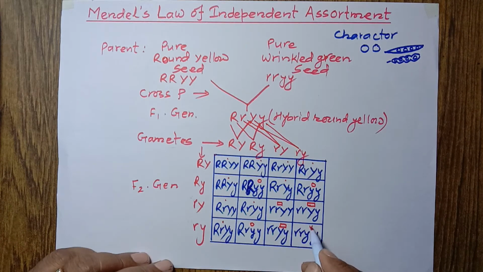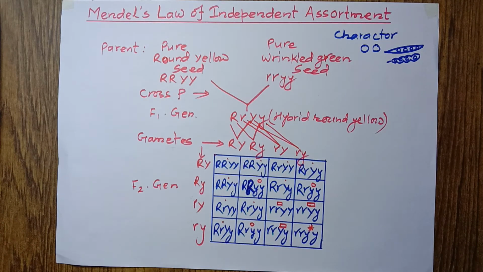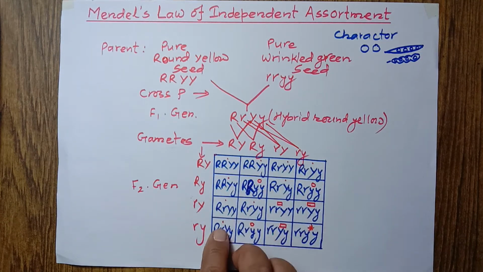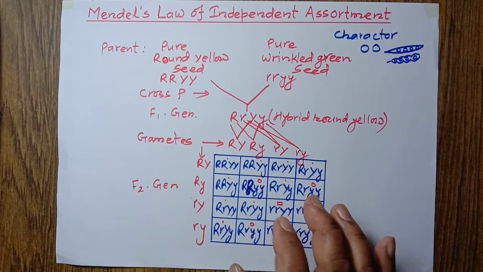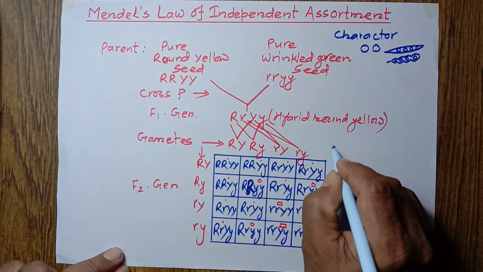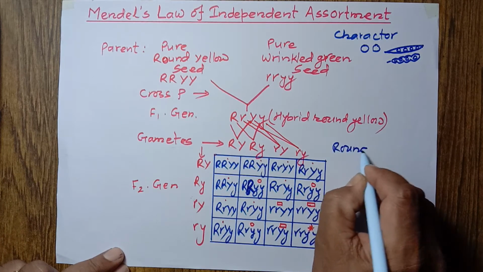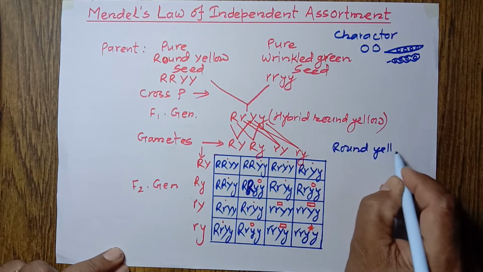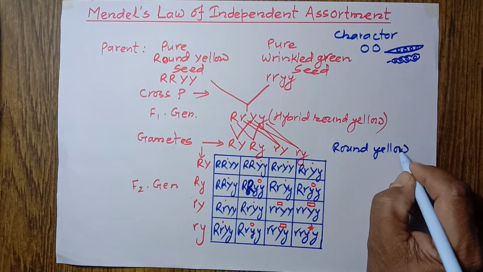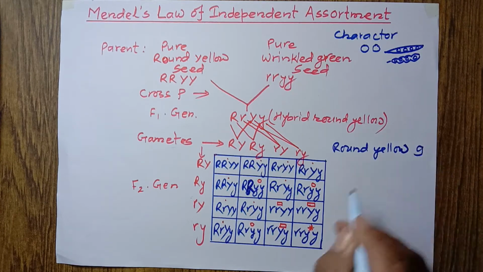This is completely different. Look at this. Now, how many dot marks are there? 1, 2, 3, 4, 5, 6, 7, 8, 9. The 9 dot marks represent round yellow seeded pea plants. Round yellow is 9.